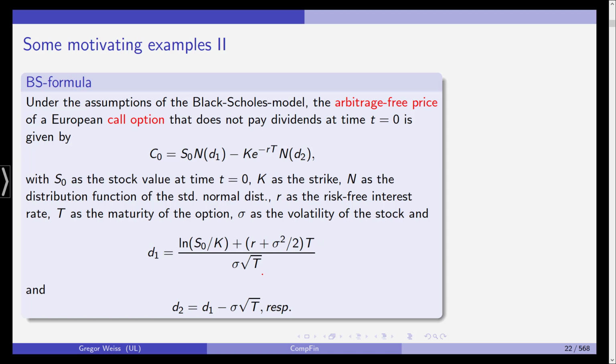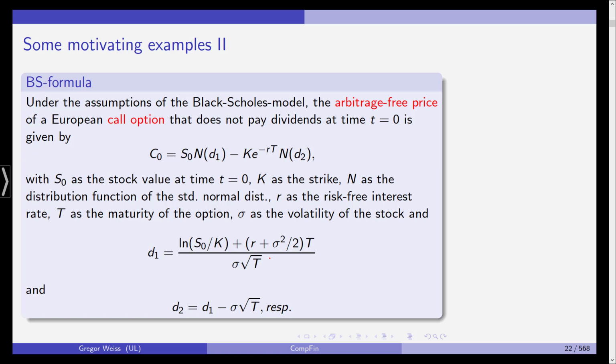You don't need to remember this at this point. If you've taken a class on derivatives or financial risk management, you probably know this. But this is the current stock price, S0. K is the strike. So that's the price at which you can exercise the option. Exponential function of minus RT is nothing but the discount factor, a continuous discount factor, and N is the distribution function of the standard normal distribution, also die Verteilungsfunktion der Standardnormalverteilung. And d1 and d2 are simply two arguments you have to plug in.